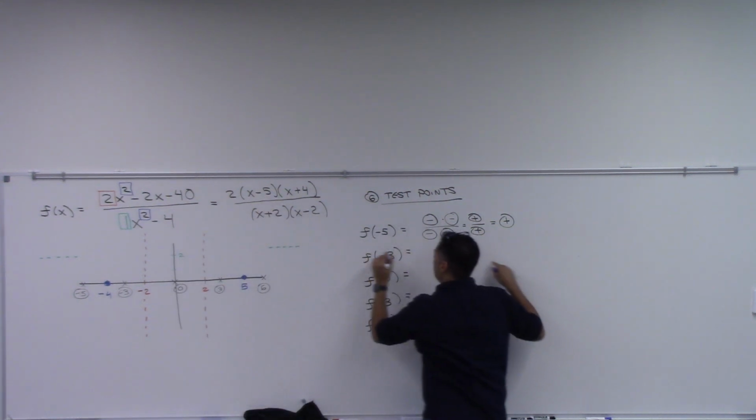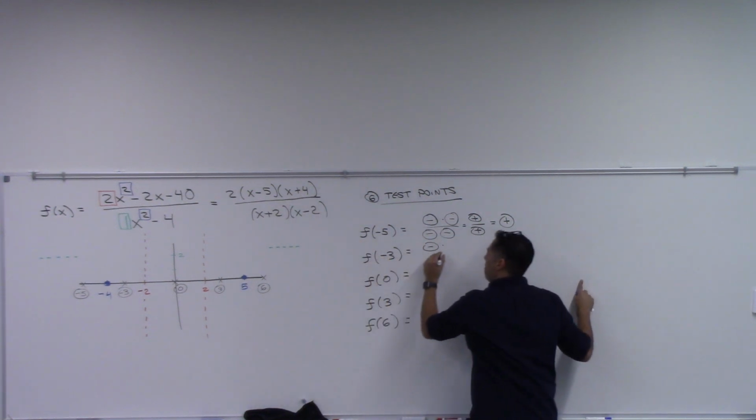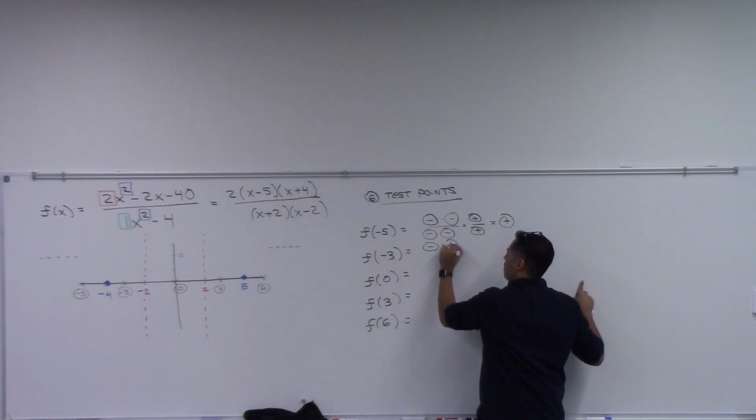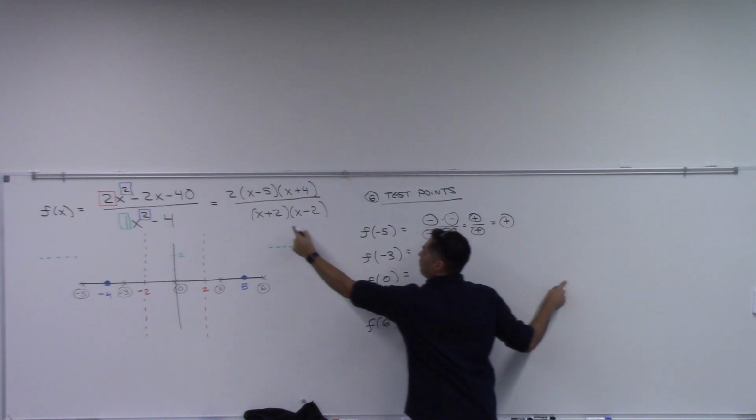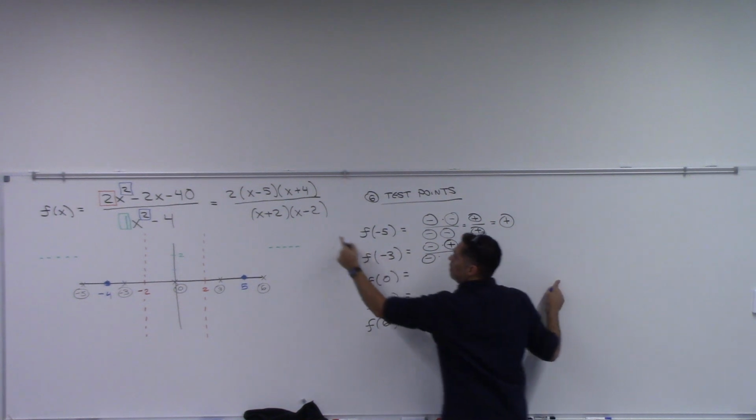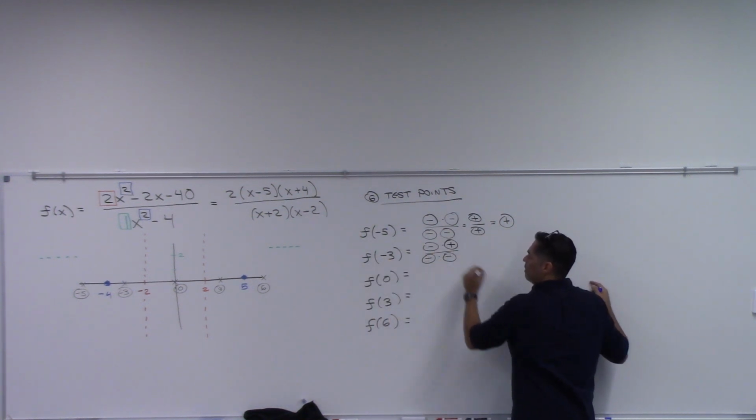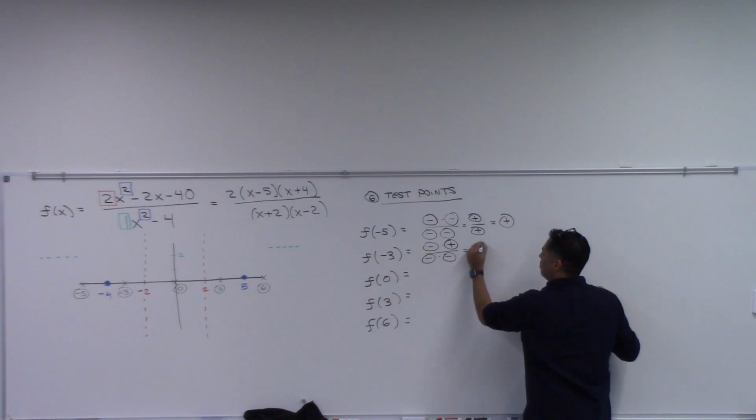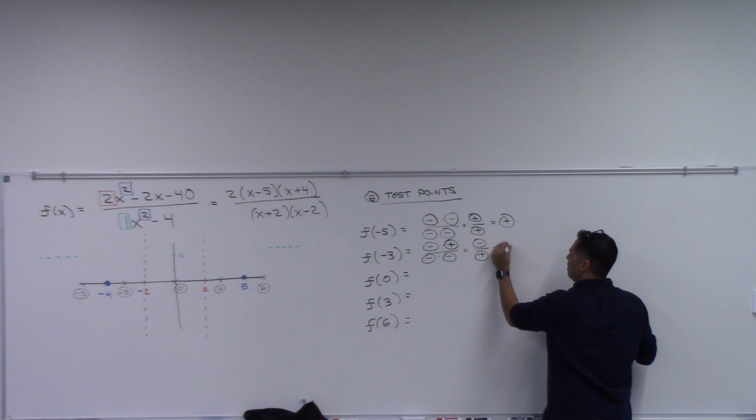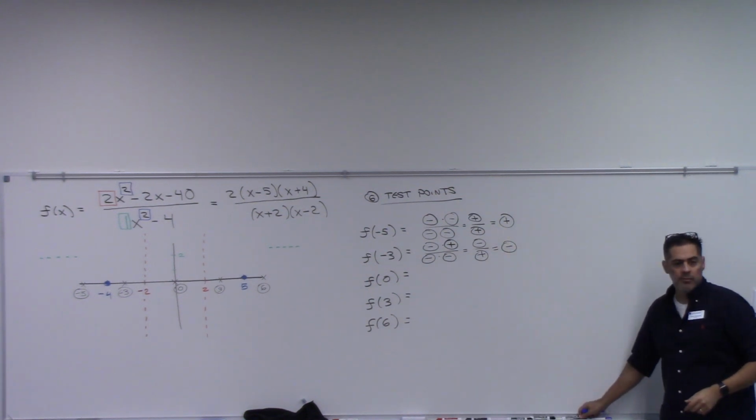-3 take away 5. -8. Okay. -3 plus 4. +1. Okay. And then -3 take away 2. -1. And then -3 take away 2. Negative, right? -5. So your top is negative. Your bottom is positive. The ratio of a negative and a positive is negative. I messed up the bottom.